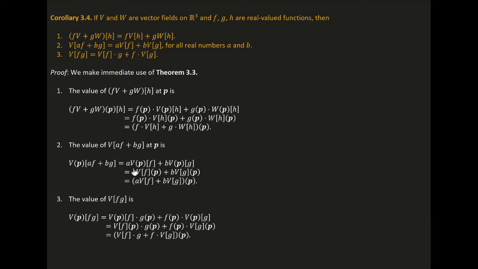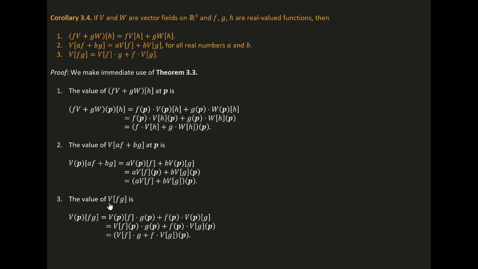We use the notational equivalence of this V of P of F and V of F of P to rewrite the next line. And then we use the fact that this linear combination of functions applied to P is the same as the linear combination of the functions each applied at P. So this is, again, a definition rule.